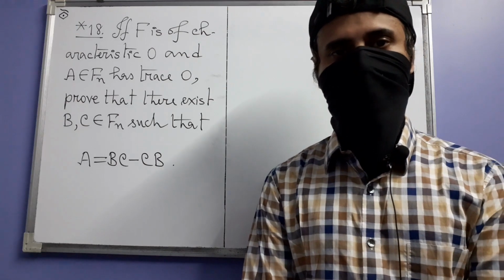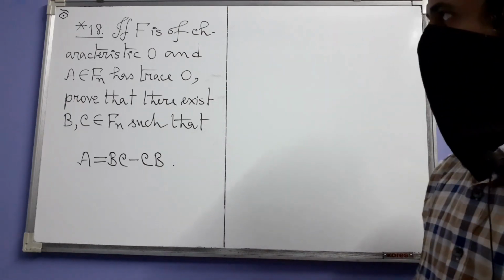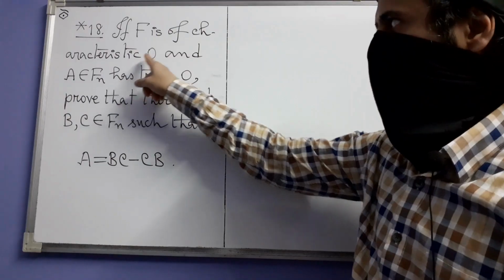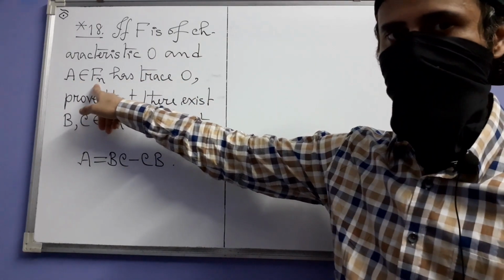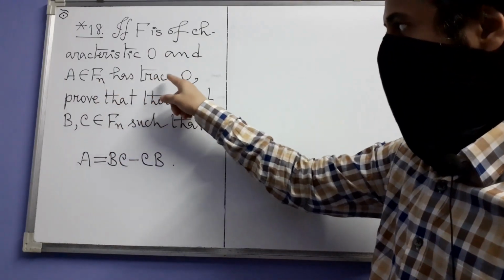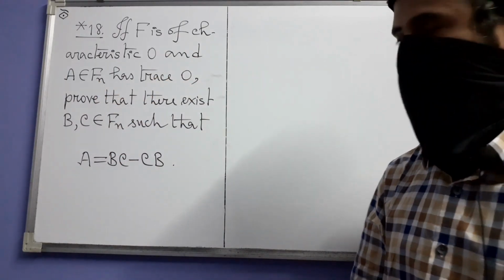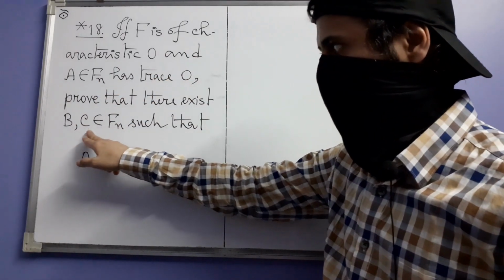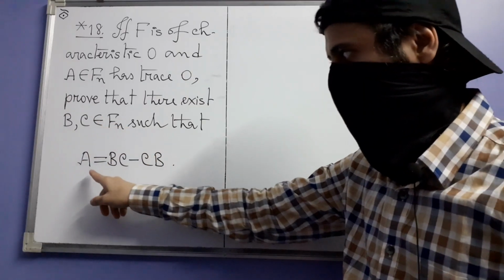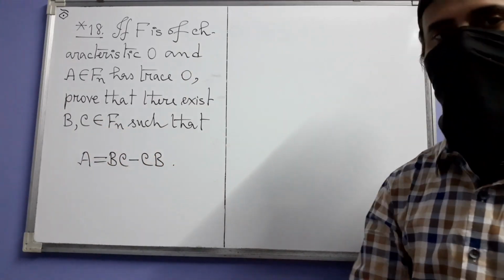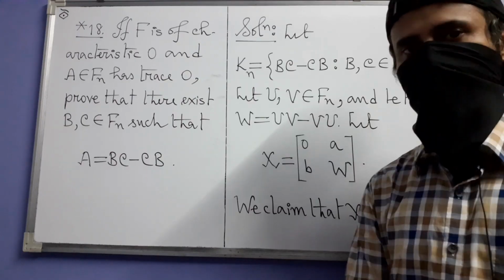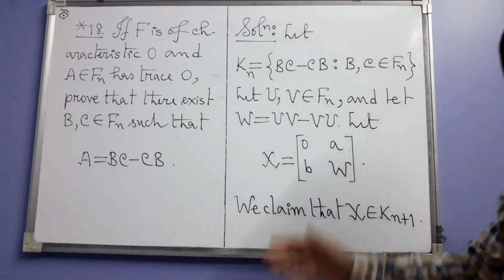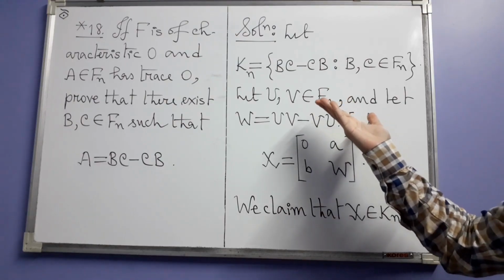Next we have exercise 18. In this one, F is a field of characteristic 0 and A is a matrix in our matrix algebra Fn which has trace 0. Then we have to prove that there exist matrices B and C in Fn such that A equals BC minus CB. So let's solve this. Let us start the solution like this.